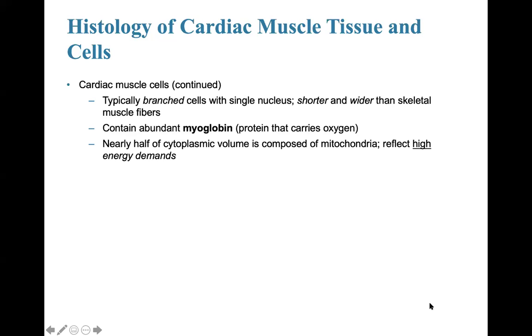Nearly half of cytoplasmic volume is composed of mitochondria. This is really to reflect the high energy demands, as the mitochondria are going to be responsible for producing that ATP that's going to be required for these contractions to occur.